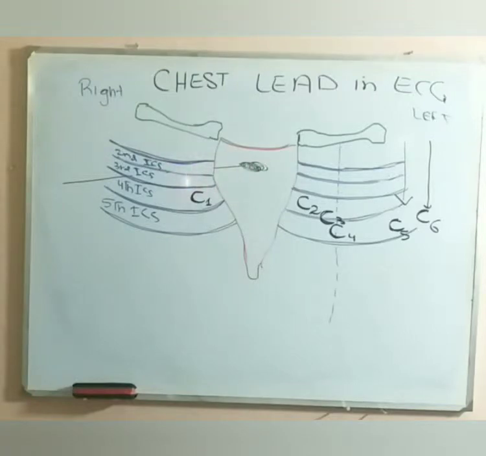Then we move down to the third and ultimately reach the fourth intercostal space, which is our destination for the chest lead 1 placement. We place chest lead 1 in the right fourth intercostal space near the right sternal border, and we place chest lead 2 exactly opposite to C1, in the left fourth intercostal space near the left sternal border.